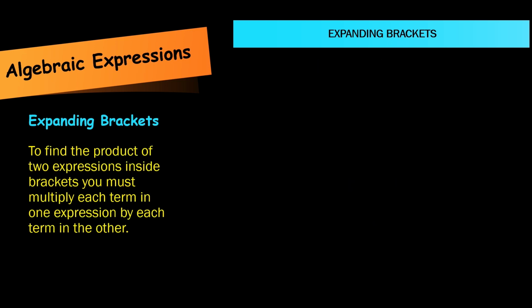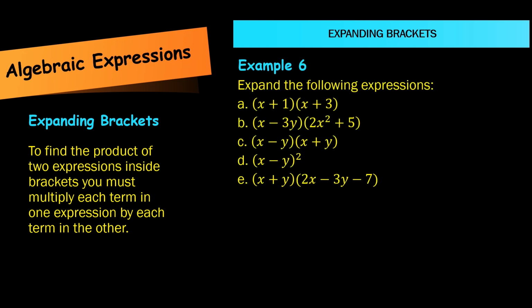We will now look at how to expand brackets. To find the product of two expressions inside brackets, you must multiply each term in one expression by each term in the other. Let's now give some examples. Pause the video and have a go before proceeding. Press play when you are ready to view the solutions.